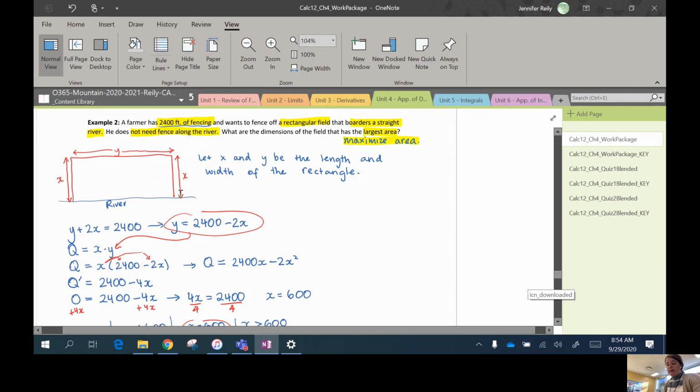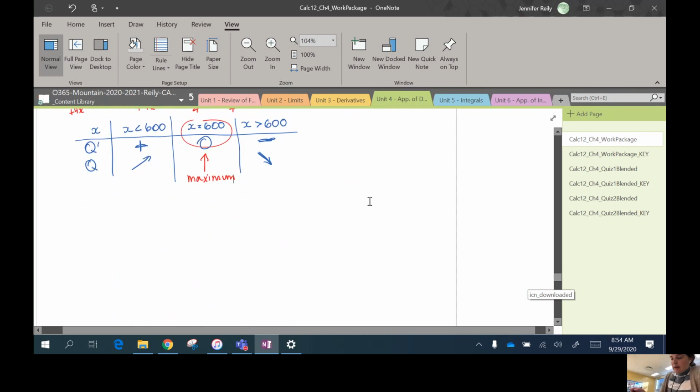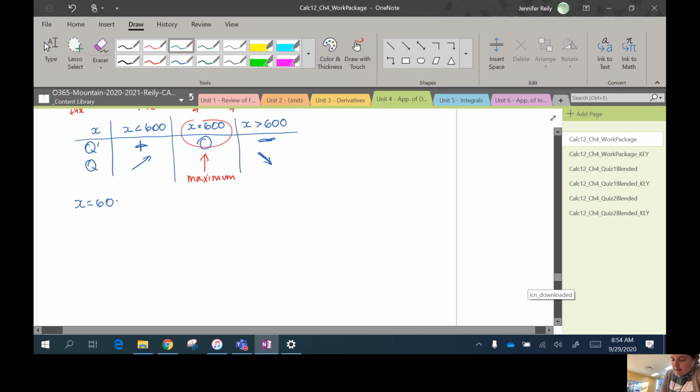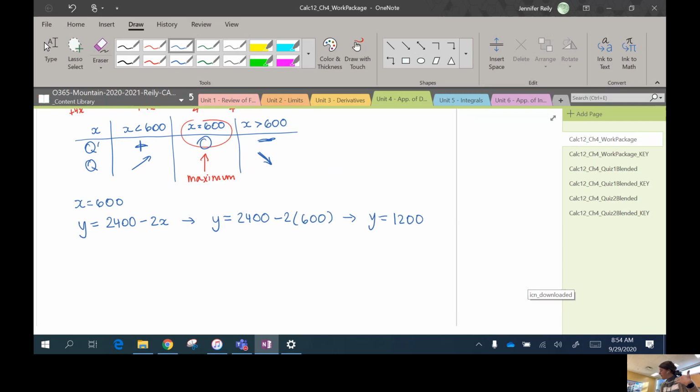Okay, so we've got our solution, but we just need to find the other variable. So I know the width of my rectangle is 600, but I want to know the length now. So way back at the top, we had x equals 600. That's part of the answer. Now I want to go back, and I wrote down that y equals 2400 minus 2x. So I'll just plug in my answer for x, and I can find y. Y equals 2400 minus 2 times 600, which is 1200. Okay, so I've got my solution. The width of the rectangle should be 600, and then the length should be 1200.